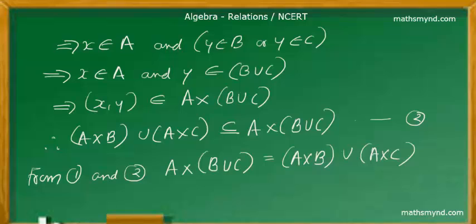And coming to the conclusion, as I already told, if a particular set is a subset of another set, and that second set is also a subset of the first set, it simply means that we are dealing with equal sets. That's how the equality property is proved. So from relations 1 and 2, we come to the conclusion that A × (B ∪ C) is equal to the Cartesian product of set A with set B union set A with set C. Thank you.